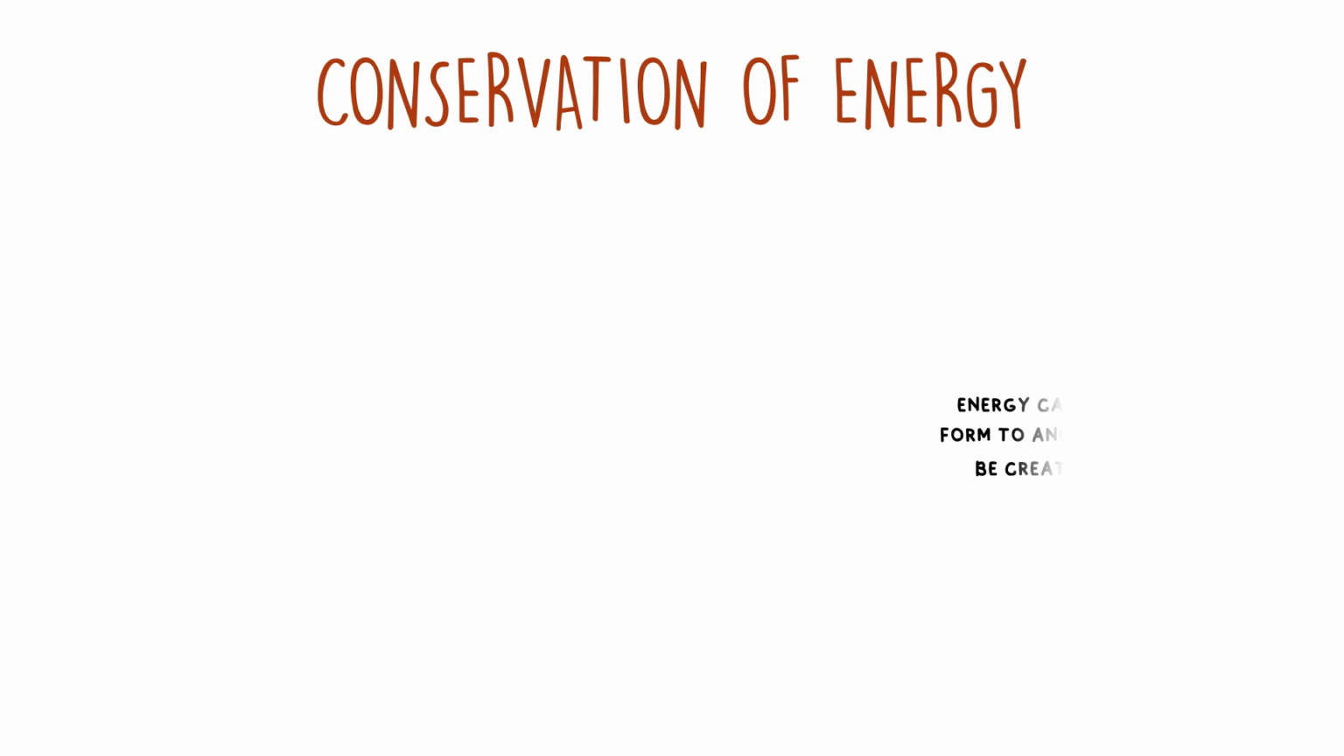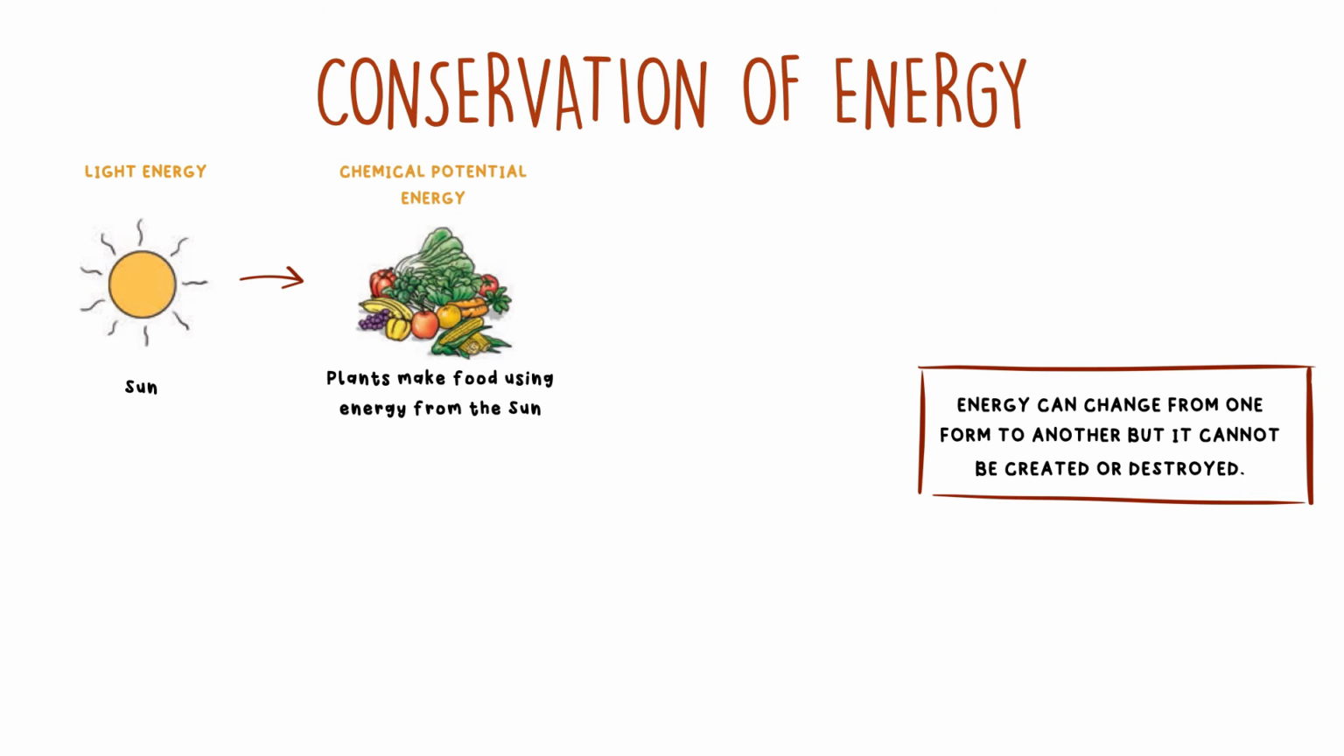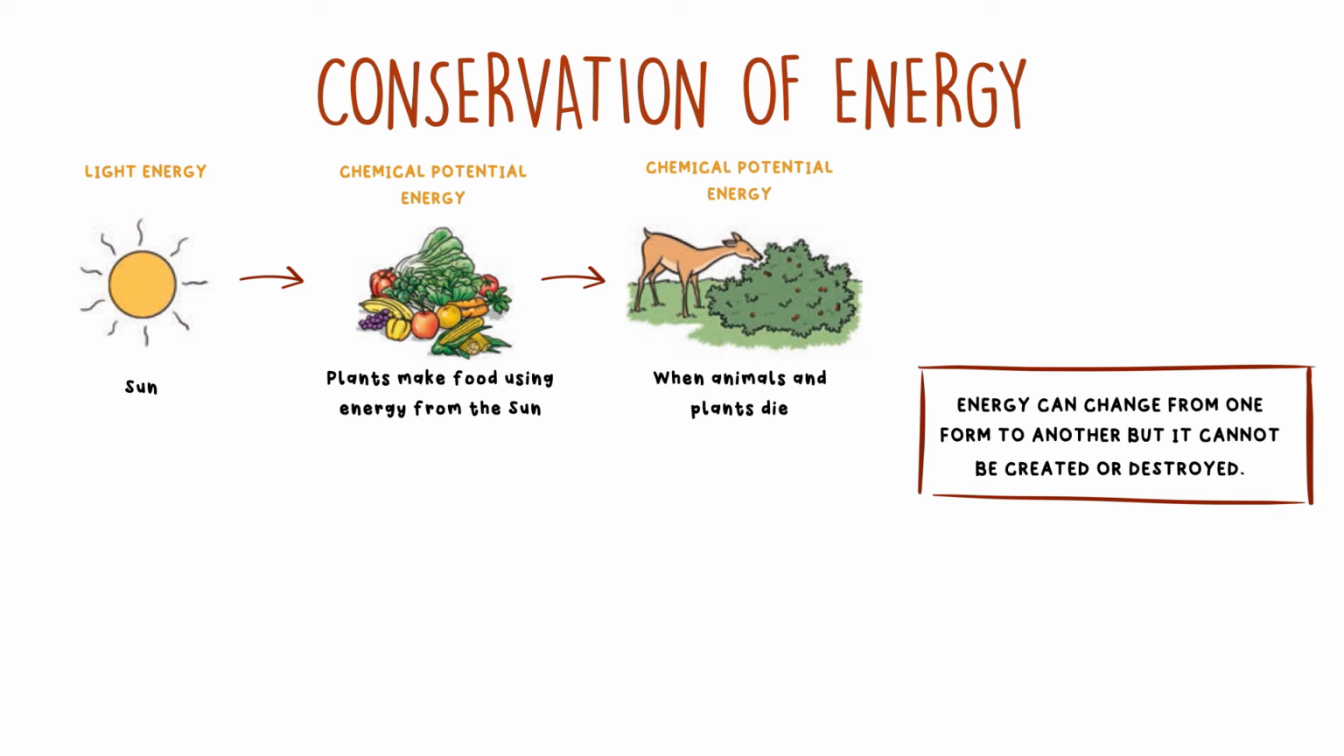Energy can change from one form to another, but it cannot be created or destroyed. This is known as conservation of energy. Let us examine an example of conservation of energy that occurs in the following diagram. Light energy from the sun is absorbed by plants and is converted into chemical potential energy. Animals depend on plants and meat from other animals for this energy.